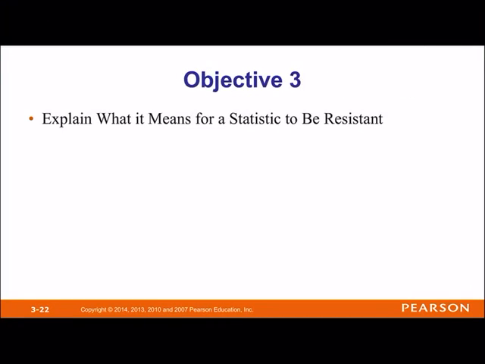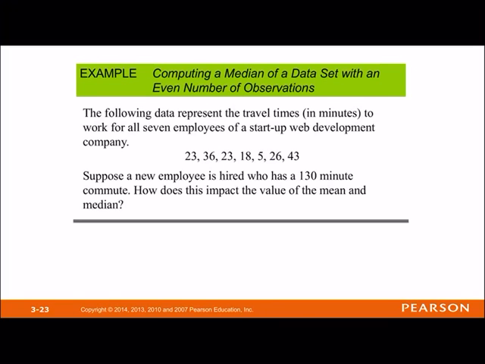Okay, so we're going to start this video with objective 3 from section 3.1, and objective 3 is going to explain what it means for a statistic to be resistant. The following data represent the travel time in minutes to work for all 7 employees of a startup web development company. Suppose a new employee is hired who has a 130-minute commute. How does this impact the value of the mean and the median?